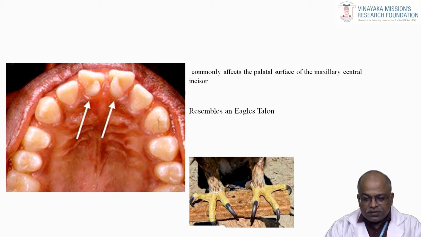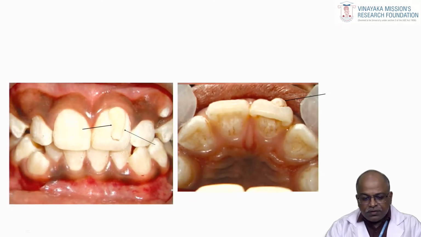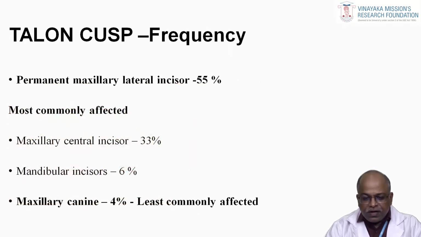Coming to this case, there is a talon-shaped structure on the palatal aspect of the right and left maxillary central incisors. Since it resembles an eagle's talon, it is called a talon cusp. In this picture, we see a talon-shaped cusp on the labial aspect of the left maxillary central incisor. Talon cusp most commonly occurs in the permanent maxillary lateral incisor, about 55%. The least commonly affected are the maxillary canines, about 4%.